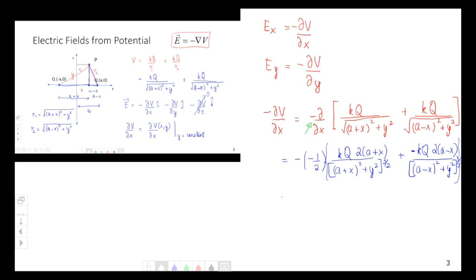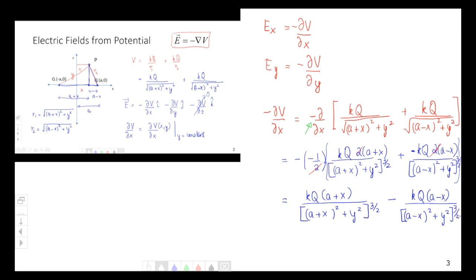Now absorbing all the negative signs, and cancelling these factors of 2, what we get is dq, and that's the x component of the electric field.